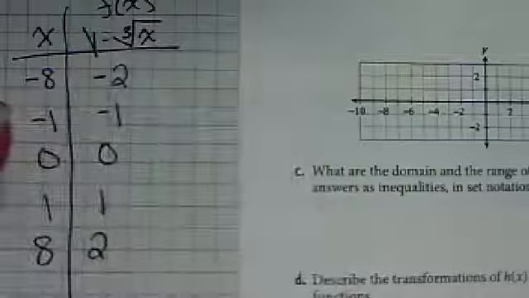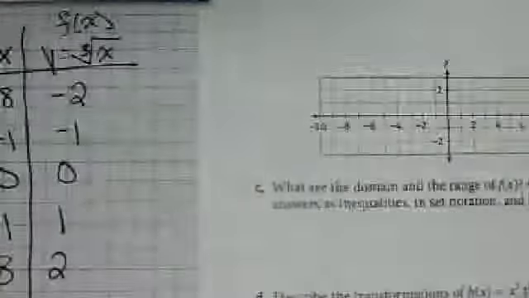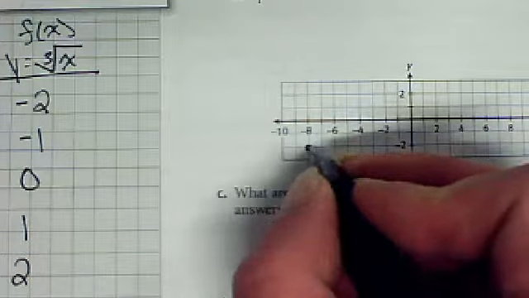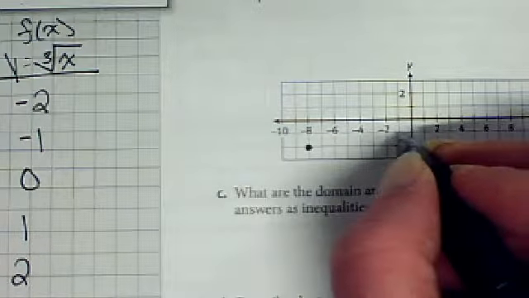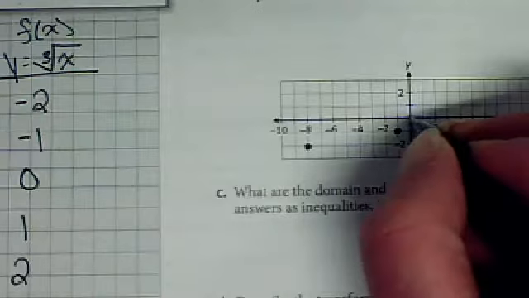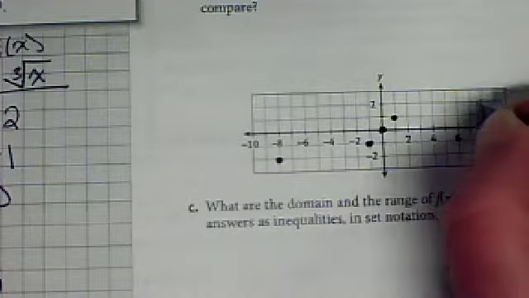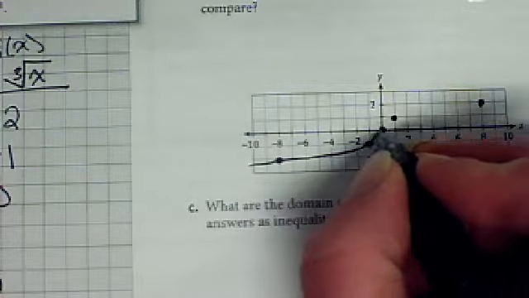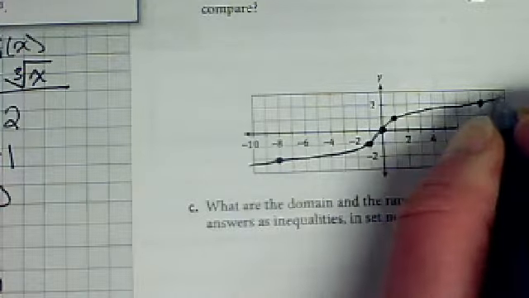So notice we do have negatives and positives for both our x's and y's. So -8, its cube root is -2. -1, its cube root is -1. 0's cube root is 0. 1's cube root is 1. And 8's cube root is 2. Notice that we have a kind of a slanted graph here. If you turned it around, it almost looked like the cubics we researched last unit.